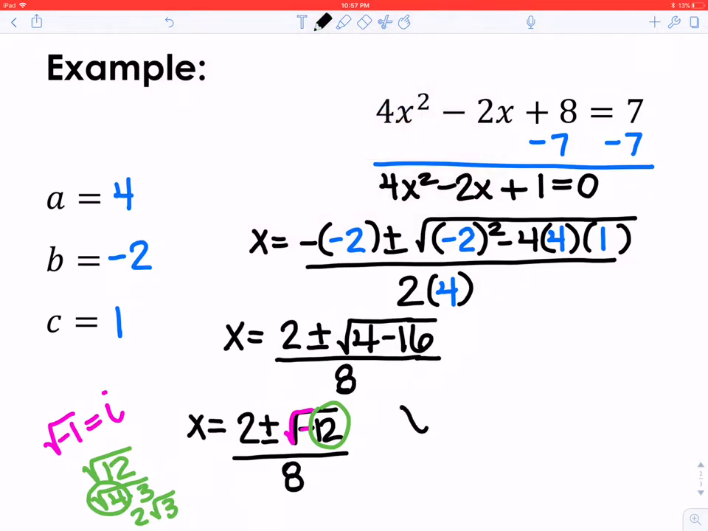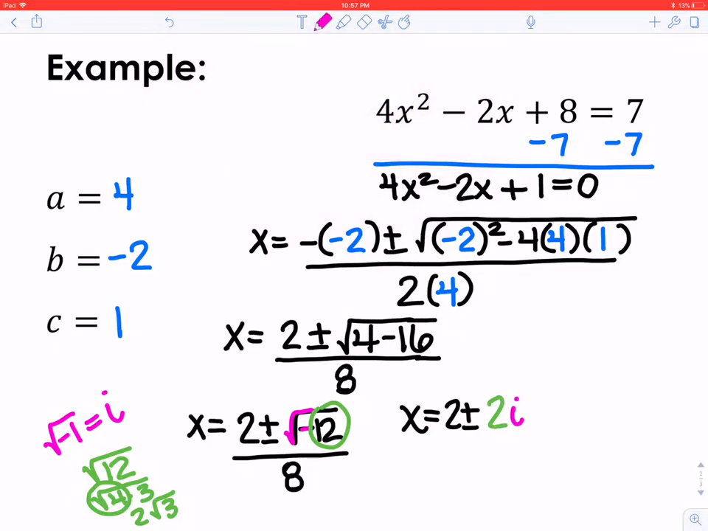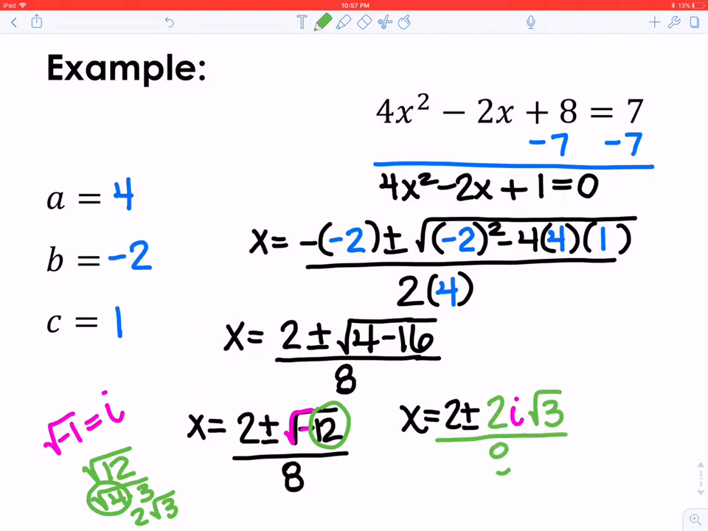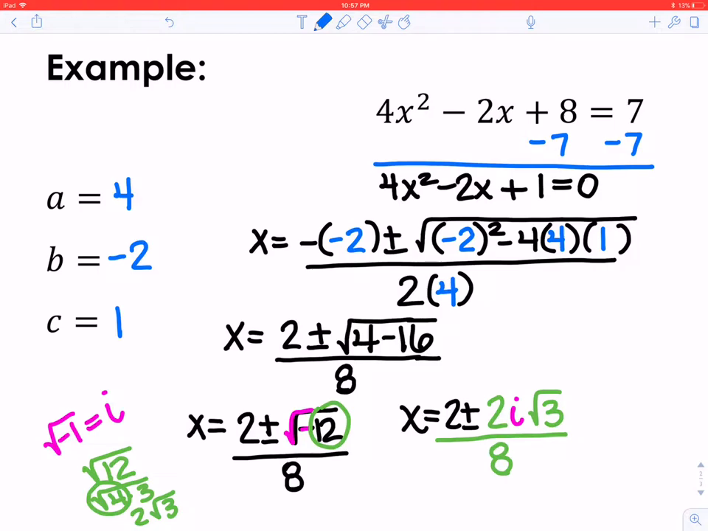All right, so we would have x equals 2 plus or minus 2i square root of 3, all divided by 8. And again, we're going to leave our 3 as the radicand. Can't touch that. We're just going to look at our outside numbers, 2, 2, and 8. Is there a common factor? Yes, there is. They are all even. So we have a common factor of 2.